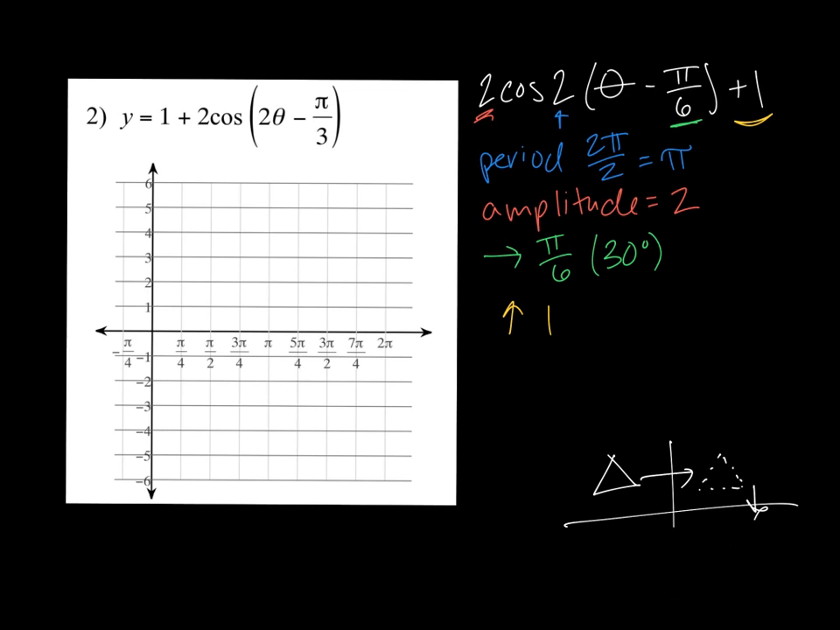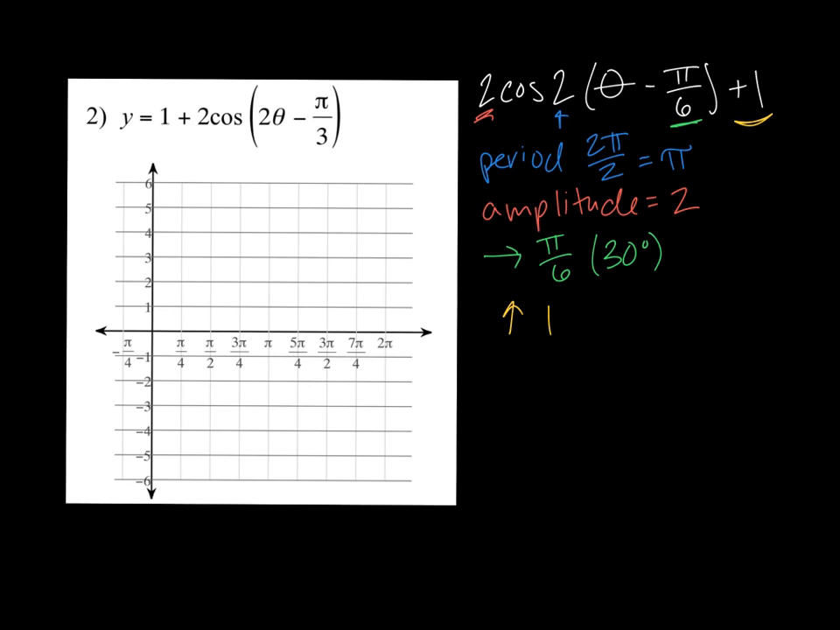So we have to do all 4 of these transformations. And sometimes you won't have all 4, but in this one we do. So to start off with, I'm going to draw the original cosine function. So let's just get that down first so we kind of have our baseline.